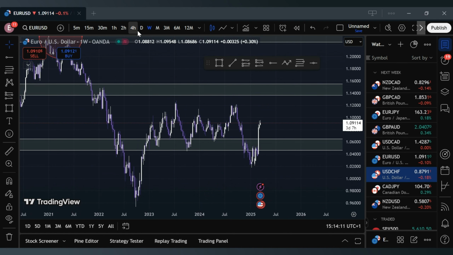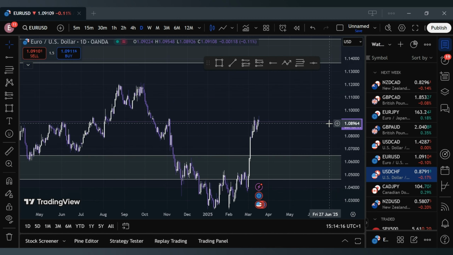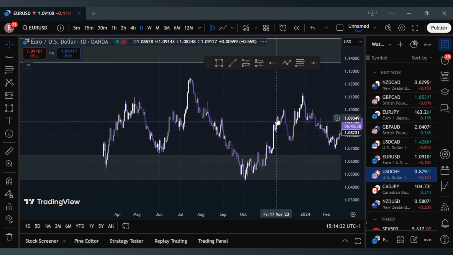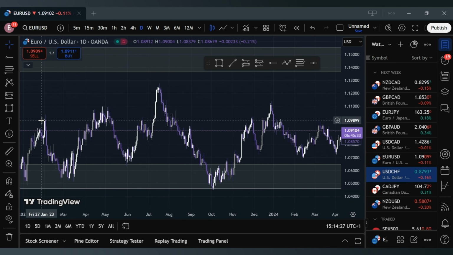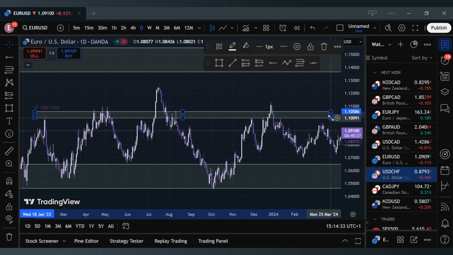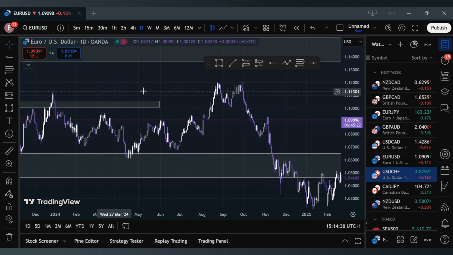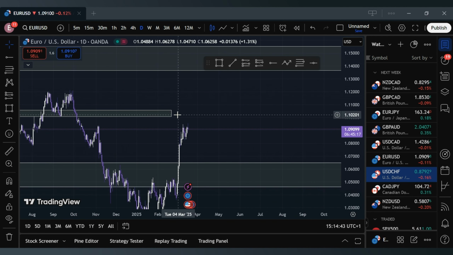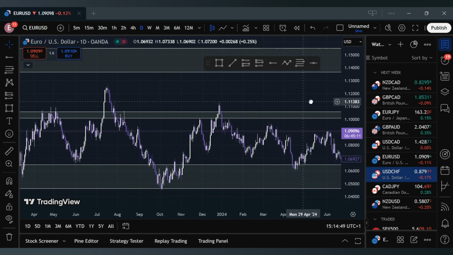So I then go down to the daily time frame to find other minor support and resistance zones within this range, where I basically draw this here, and you can see all the rejections off of this point. You can see all the rejections off of this point, therefore making this a strong support and resistance zone.